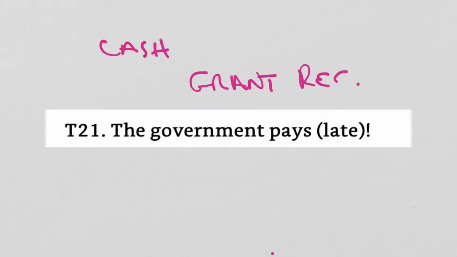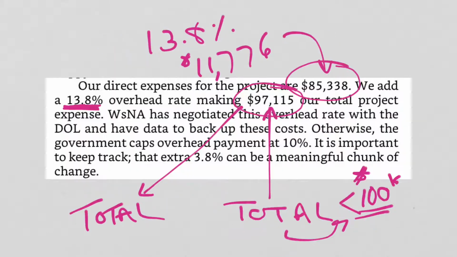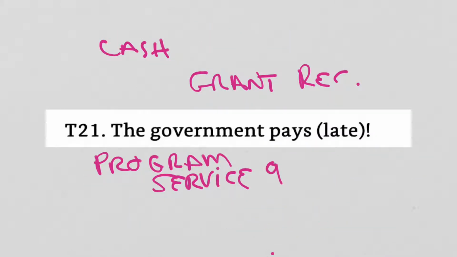Let's just see. The government pays late. So they'll pay the difference that they owe you at that point. It'll be cash coming in, and the credit will be to the grant receivable. And you're done. As a result, what you're going to be left with is all the costs for the project going to the project. So your program service, or whatever you want to call it, this particular program will have come out to a total of $97,115. This is for your financial statement, and the surplus will go to the bottom line of the unrestricted net assets.